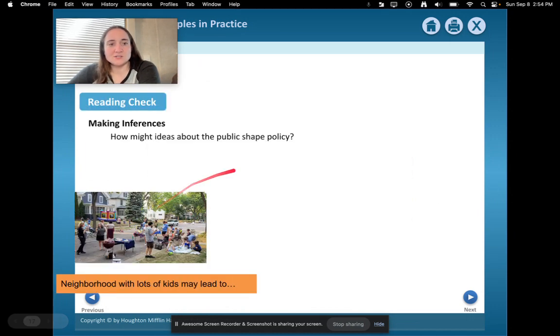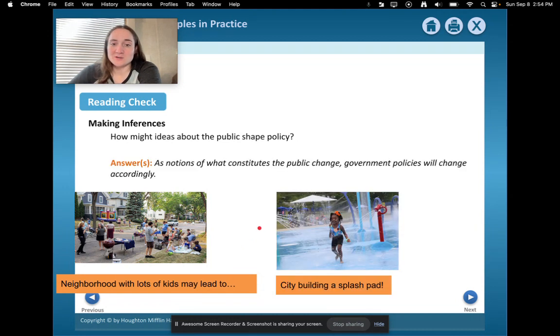All right. So, how might ideas about the public shape a policy? So, here's my example. Pretend that there's a neighborhood with lots of kids in it. This may lead to the city building a splash pad. Okay. So, how might ideas about the public shape policy? As notions of what constitutes the public change, government policies will change accordingly. So, as different people come in, or they adapt, or they get older, they get younger, things change.